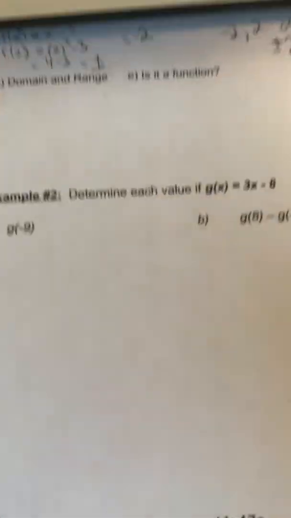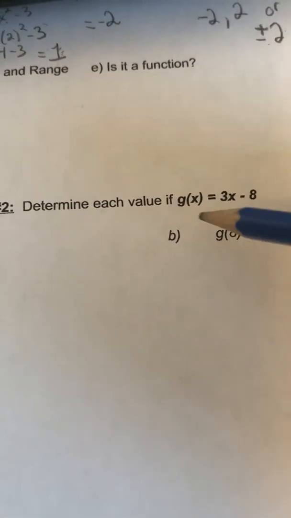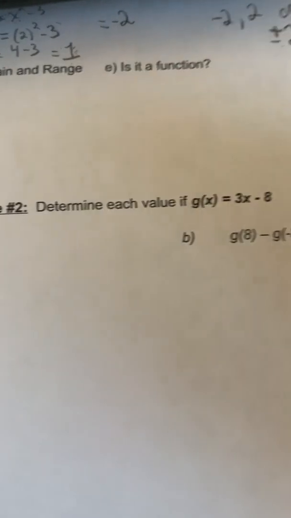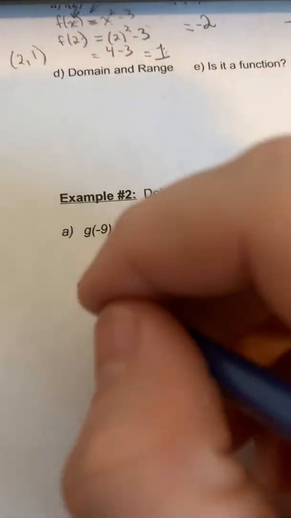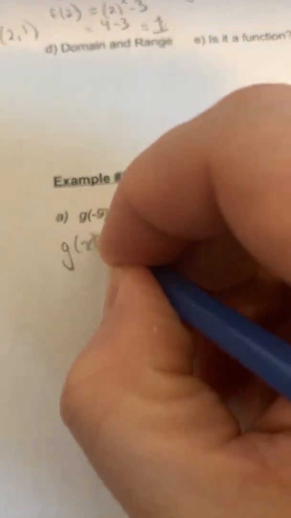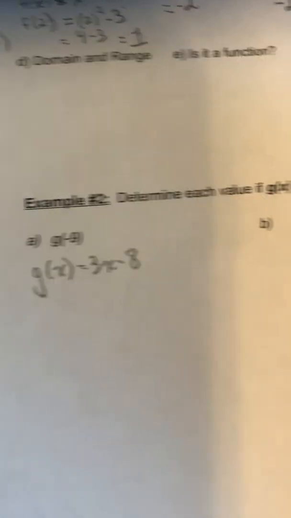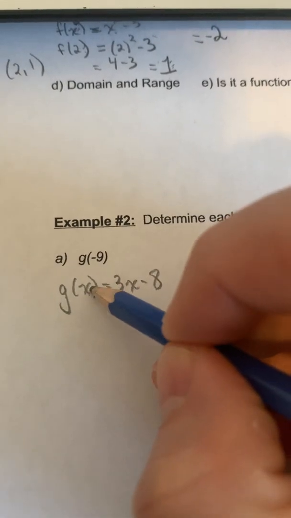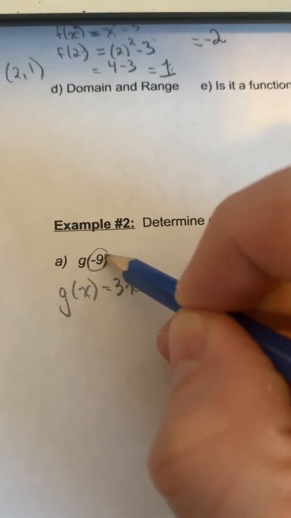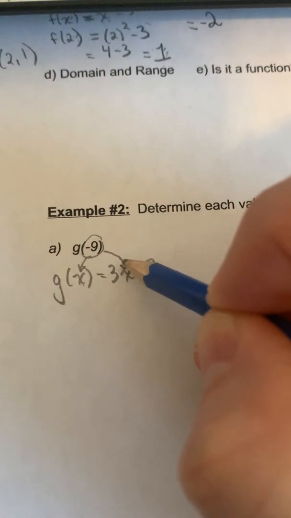Okay, so let's go into the next one. Determine each value if g at x equals 3x minus 8. Okay, so now it says, what is g at negative 9? So let's rewrite the equation here. Originally it's g at x equals 3x minus 8, but now instead of the x, they have the negative 9. So we're going to take this negative 9 and substitute it into all the x's.